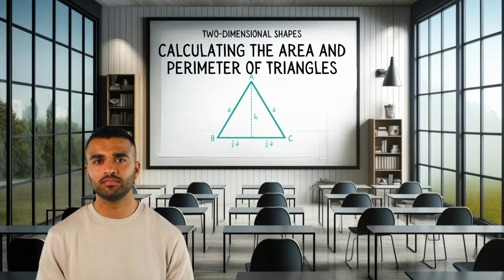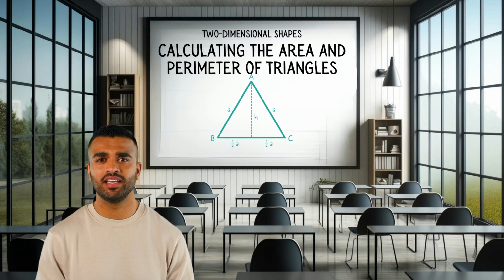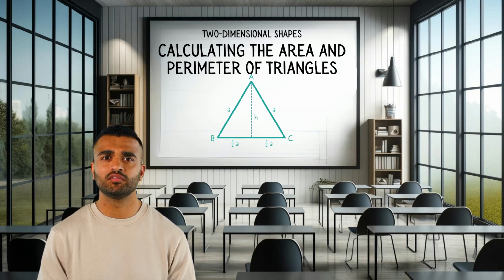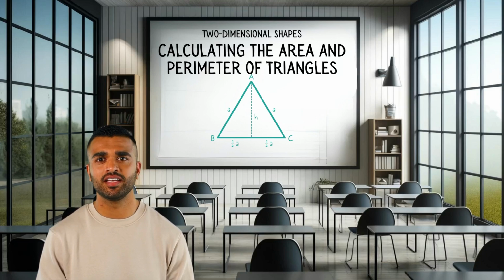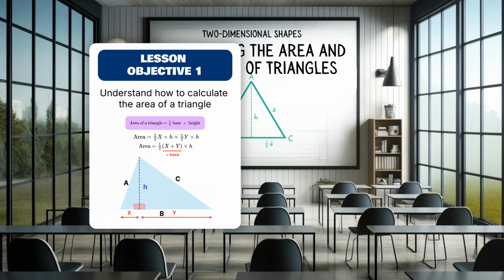In today's lesson, we expanded our understanding of 2D shapes by focusing on triangles, specifically how to calculate their area and perimeter. We began by comparing the area calculation of triangles to that of squares and rectangles, recognizing that a triangle's area is essentially half the area of a rectangle formed by its base and height. This led us to the general formula for the area of a triangle. Area equals 1/2 times the base times the height, or base times height divided by 2.